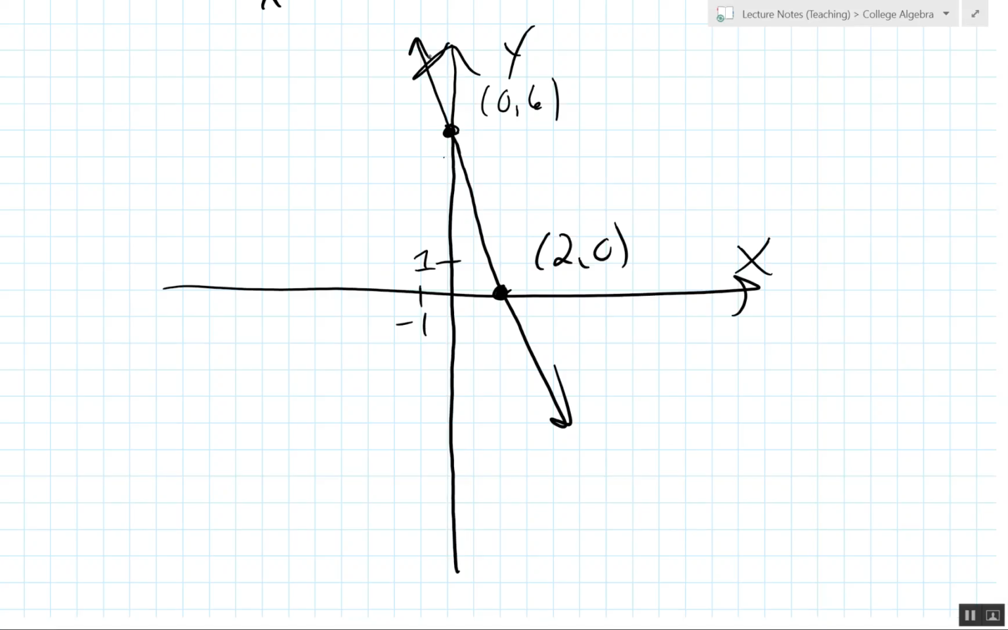So that's all there is to graphing using this method. We'll move on to the next section, which will be about slopes. See you then.